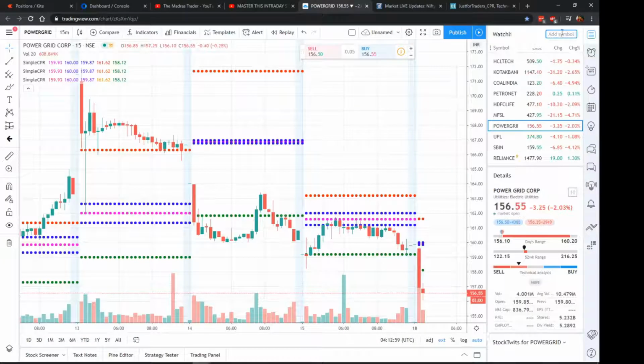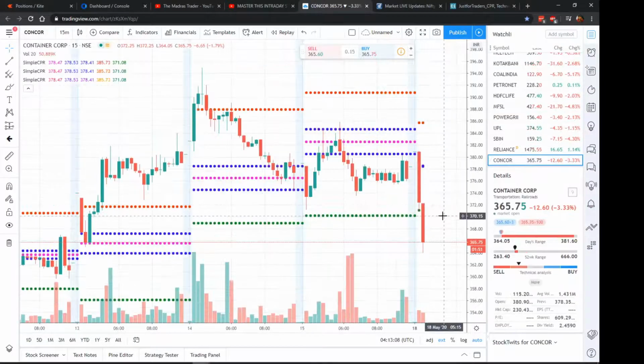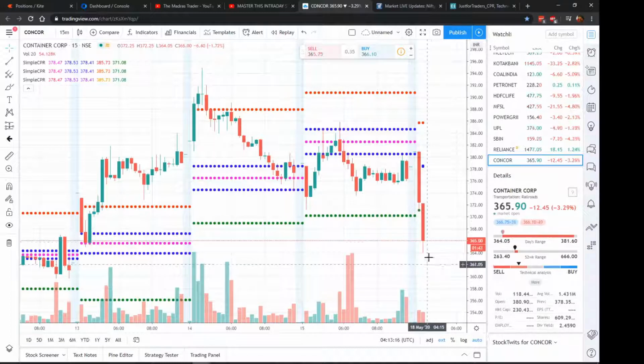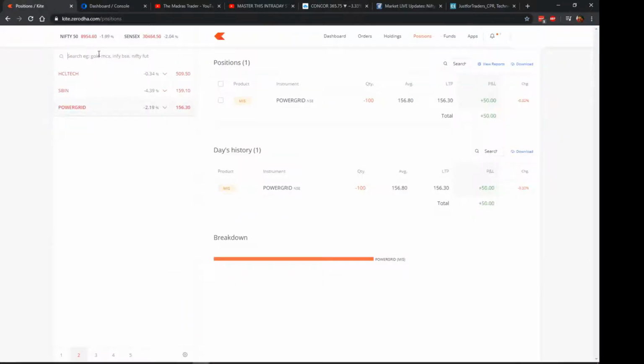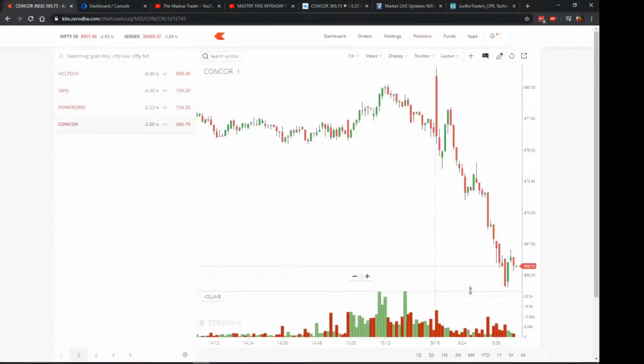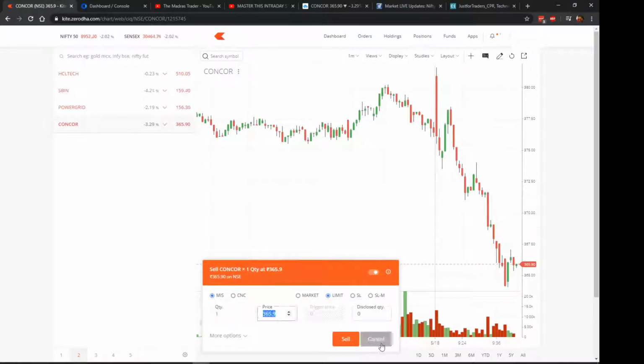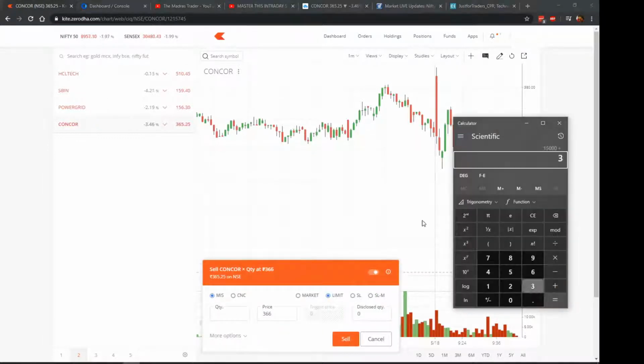Of course, it thought that HCL was moving up, but then again, we only care about the support and resistance. As long as the stock is able to break the support, we will short it. If it breaks resistance, we will go long on it. We will buy those stocks.